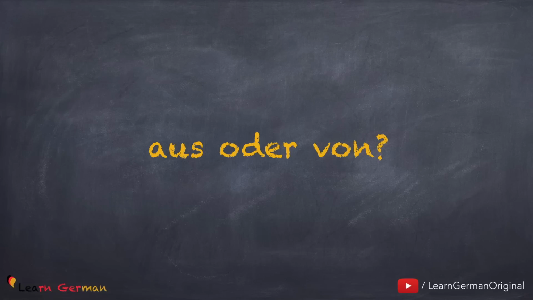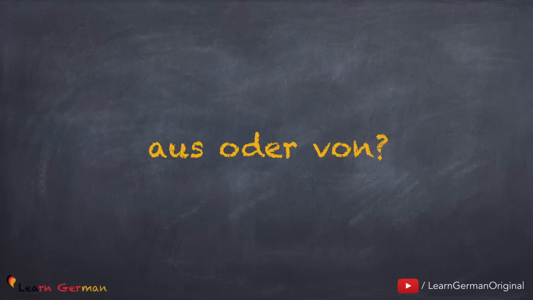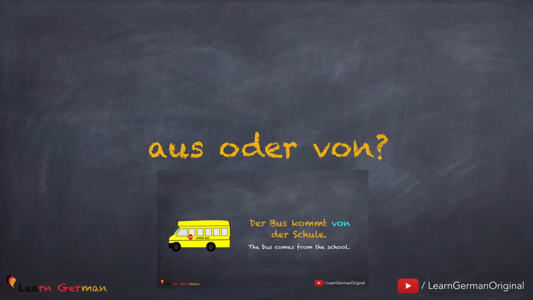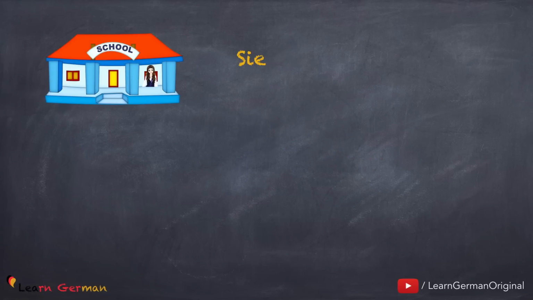The preposition aus would be used when something is contained in something. The card was in the purse. Von is used when something is not in but around something. For example, the school bus was not in the school but maybe in front of the school. Let's look at another example.